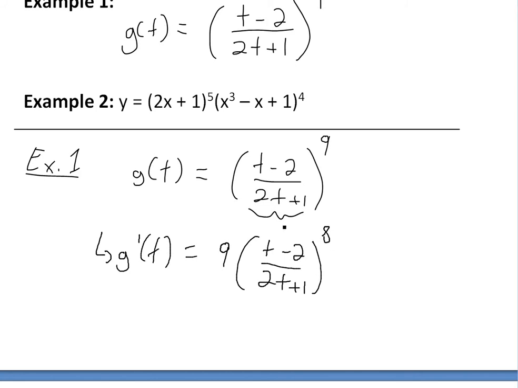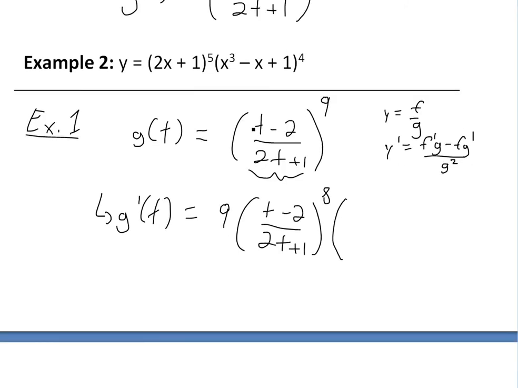Now we have to take the derivative of this inside function, and that's just going to be using our quotient rule. I just want to write down the quotient rule right now. If you have, let's say, y equals f divided by g, see proof of this in the video link below, then the derivative will just equal f prime times g minus f times g prime, all divided by g squared. So in this case our g is going to be 2t plus 1, and our f is going to be the top, t minus 2.